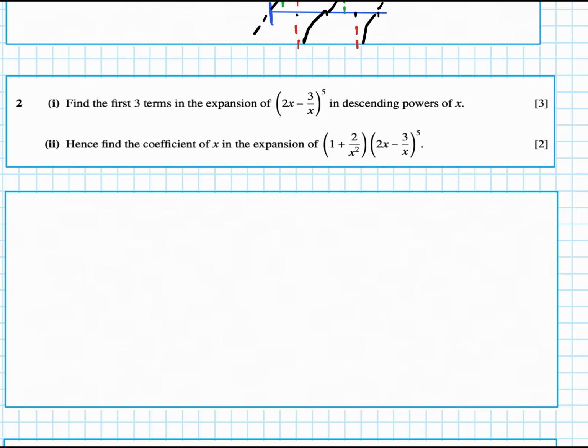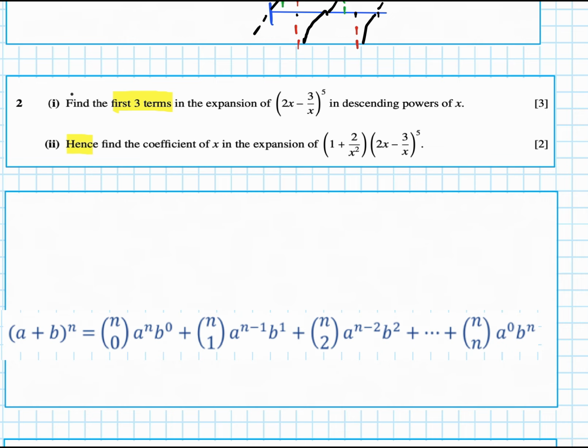So now we're looking at the binomial expansion. You could use Pascal's triangle, or you can just expand the bracket in a certain form. So (a + b) to the power of n, with only positive integers for n. And the first three terms is a common question.